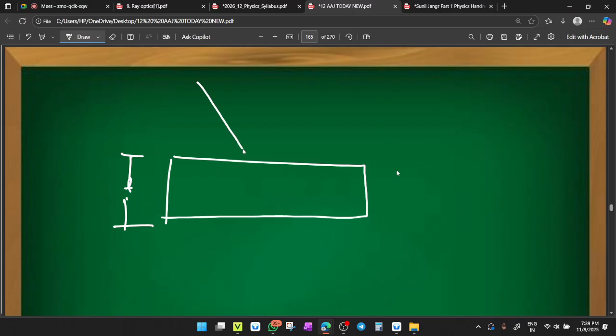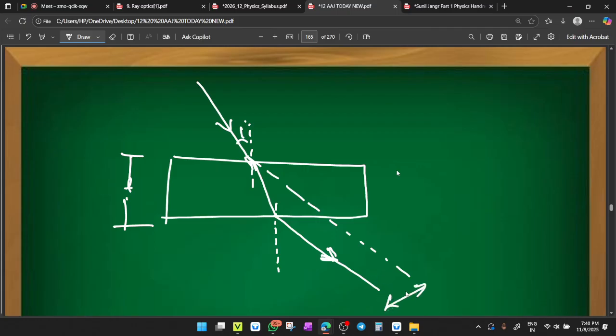Okay. The incident ray is incident at some angle. Say this angle equals I. Then the direction of the incident ray is like this. This is the true direction of the incident ray. Now, after the refraction, the refracted ray is like this. And then again, the refracted ray, you can say this is the emergent ray. You see, it is clearly parallel to the direction of the incident ray.